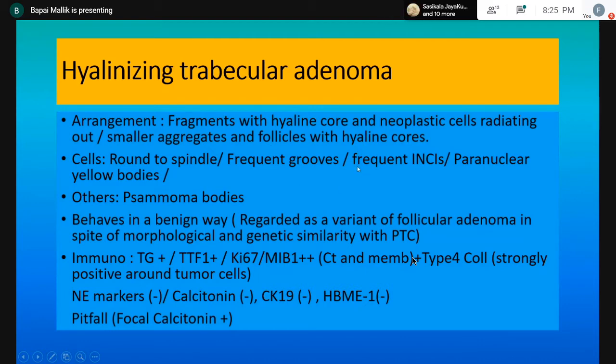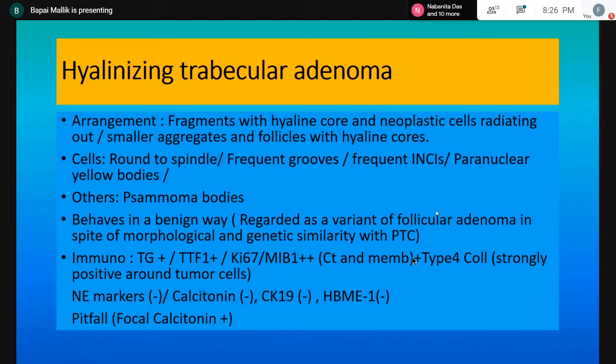Frequent intranuclear cytoplasmic inclusions. So if you have to think of one lesion which is not technically malignant, and it shows the most number of intranuclear inclusions, this would be the variant. So if you see a lot of intranuclear inclusions and you have made a mistake, it might be a hyalinizing trabecular adenoma. And there are paranuclear yellow bodies which may be seen. They can also show a lot of psammoma bodies. You see how things are getting more and more difficult, but they behave in a benign way because they are regarded as a variant of follicular adenoma, in spite of the morphological and some amount of genetic similarity to papillary thyroid carcinomas.